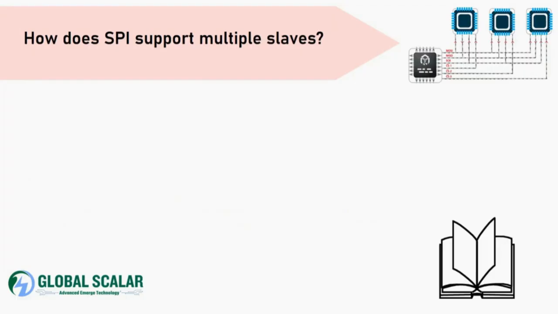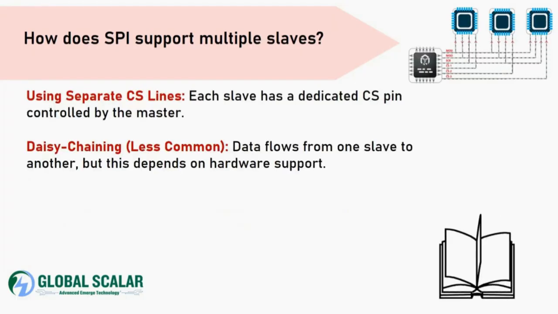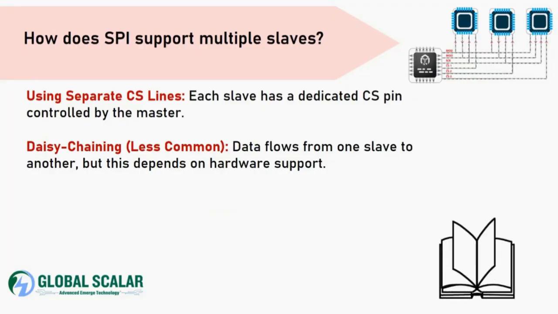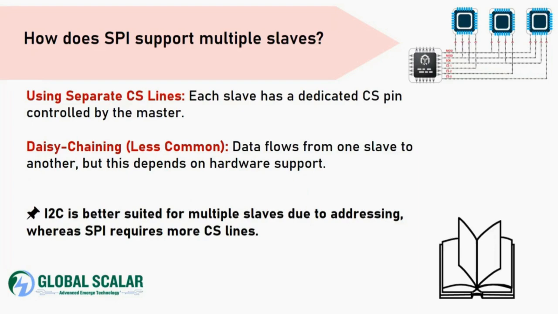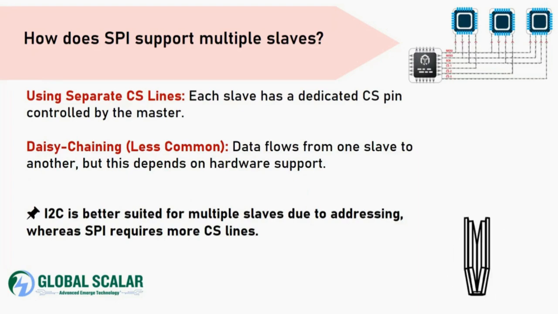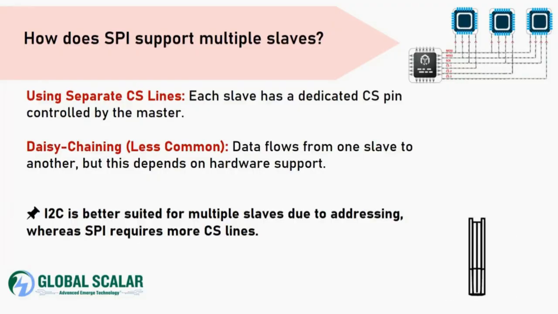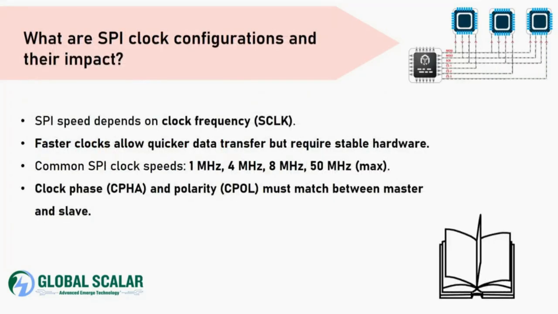How does SPI support multiple slaves? Usually it has separate lines, and daisy chaining is less common. Data flows from one slave to another, but this depends upon the hardware support. I2C is better suited for multi-slave due to address mode, while SPI requires more CS lines for selecting the chips, meaning the slave to transfer.